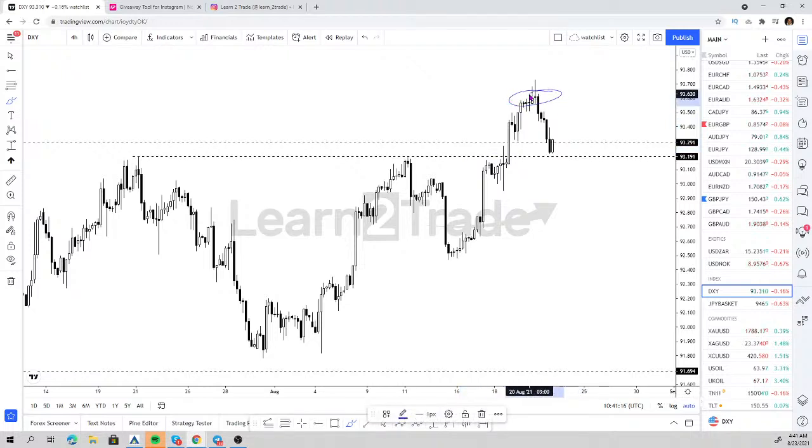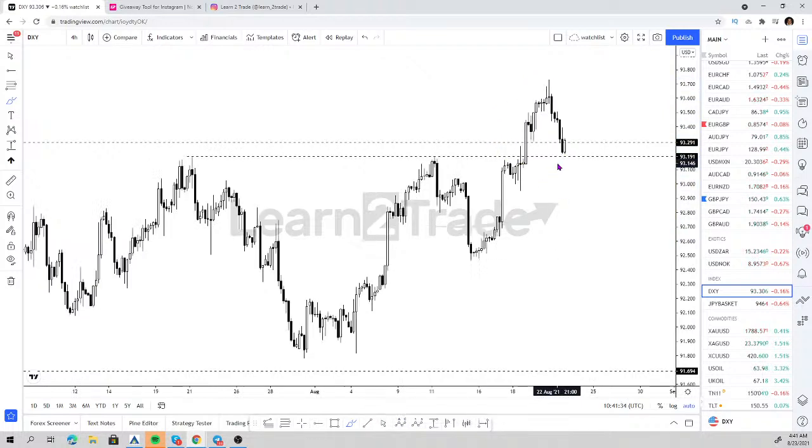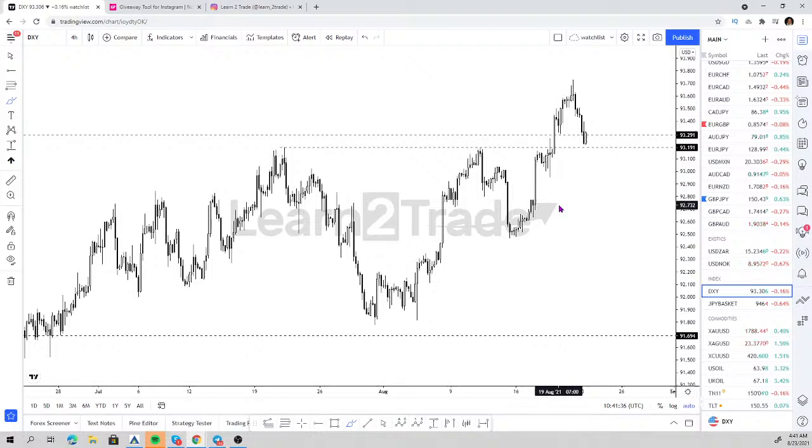That's why there is always a high probability of a pullback to the previous broken level, where big players are going to be jumping in. So this is just momentum traders, and now it seems that real buyers are jumping in for the next leg up in the US dollar.